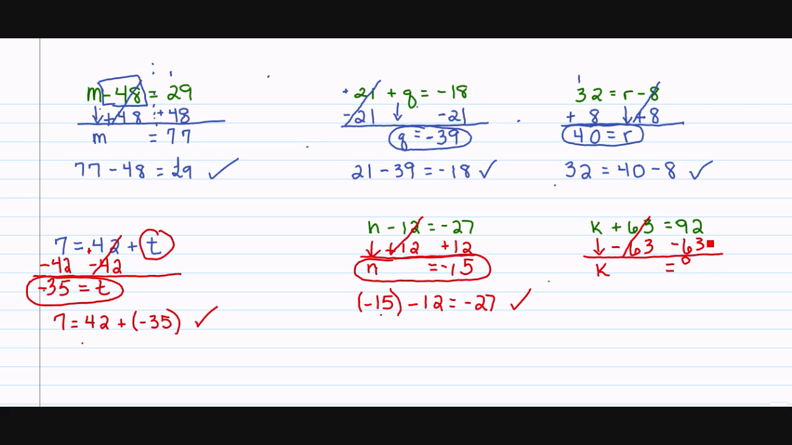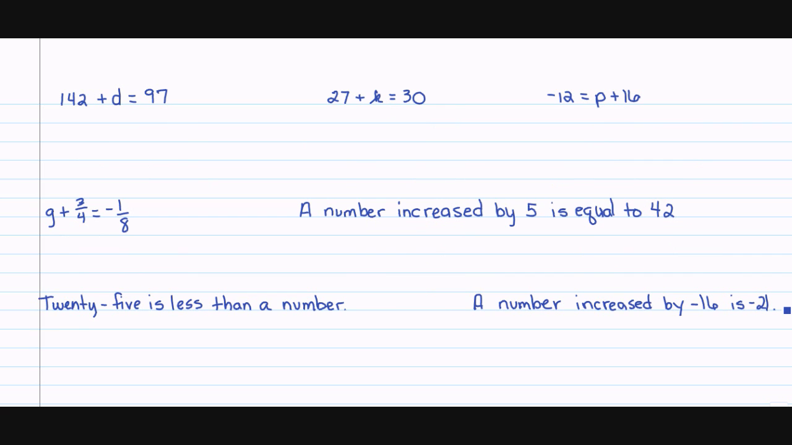92 minus 63 would be 29. So k equals 29. Let's plug it in. Does 29 plus 63 equal 92? And yes, it does. Okay, let's do some more.